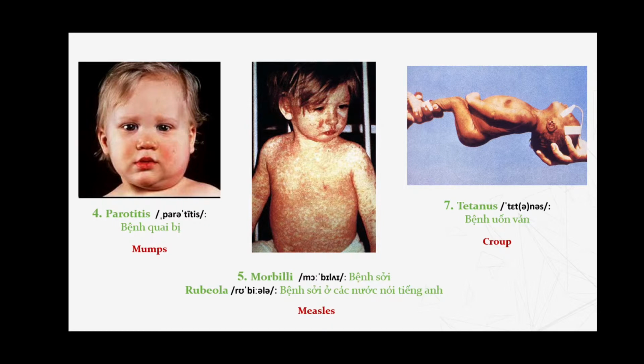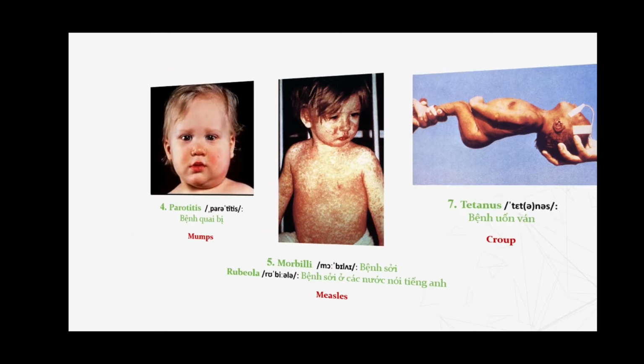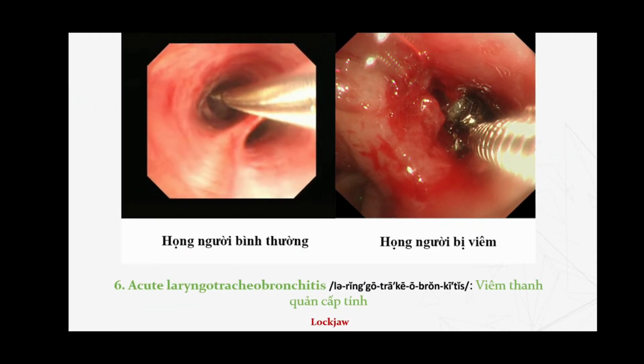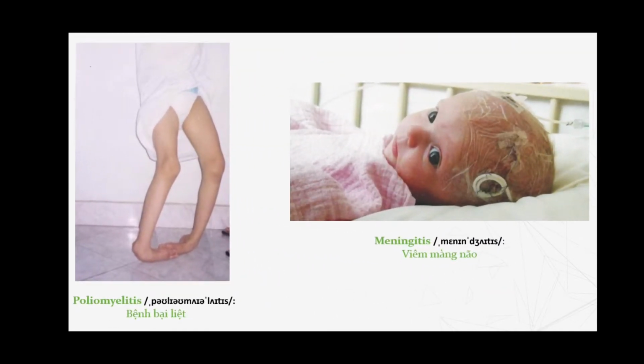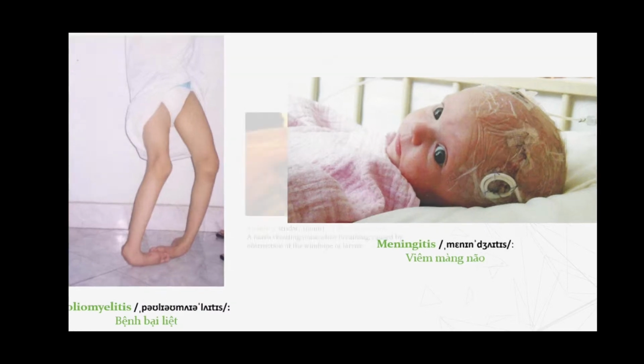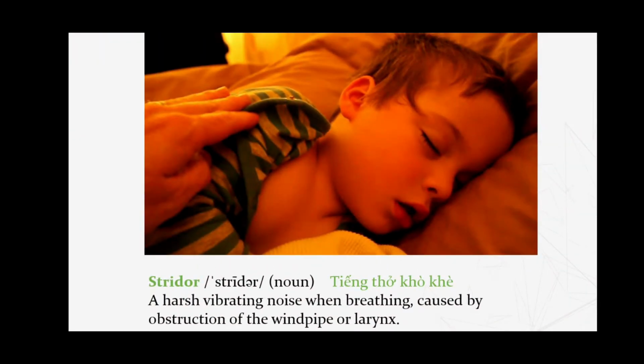Parotitis, equivalent of mumps. Morbilli or rubeola, equivalent of measles. And tetanus, equivalent of lockjaw. And the last, acute laryngotracheal bronchitis, equivalent of croup. In addition, we see two diseases in the next exercise: poliomyelitis, meningitis.